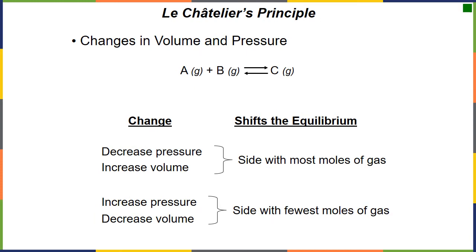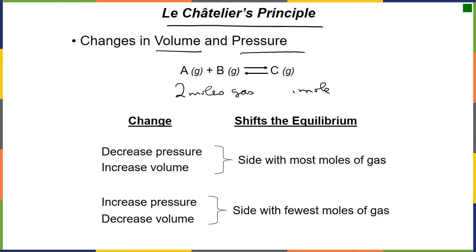So let's consider Le Chatelier's principle as it comes to changing volume and pressure. And so realize on the reactant side, we have 2 moles of gas. And on the product side, we have 1 mole of gas. So this is going to be affected by the volume of the container or the partial pressure. Please note if I increase the volume, that is going to decrease the pressure, and it's going to give it more space.